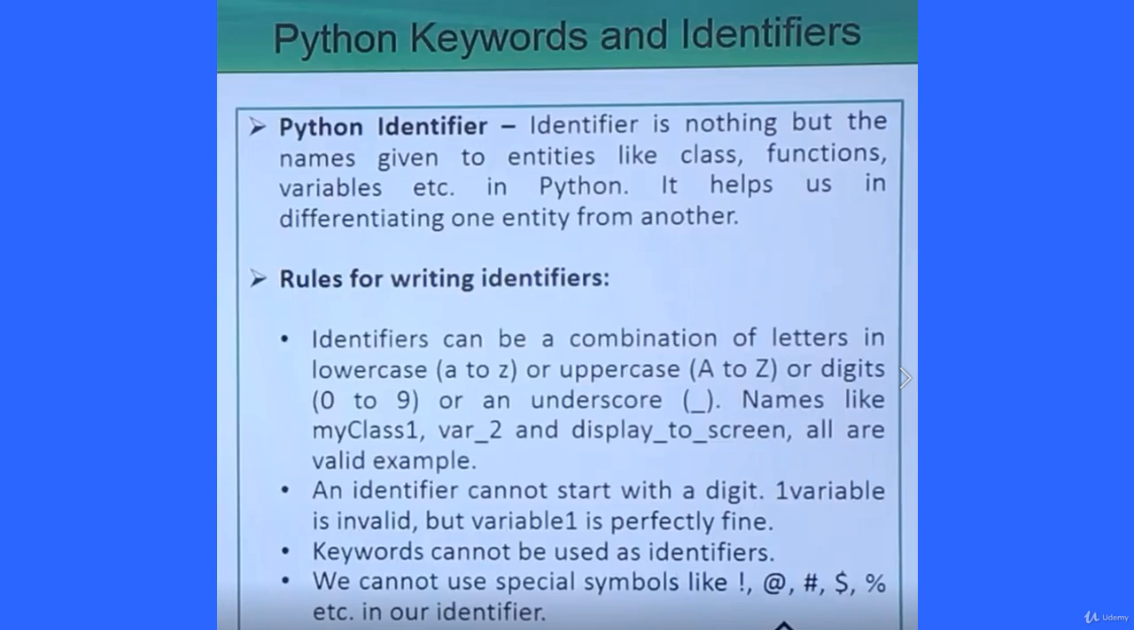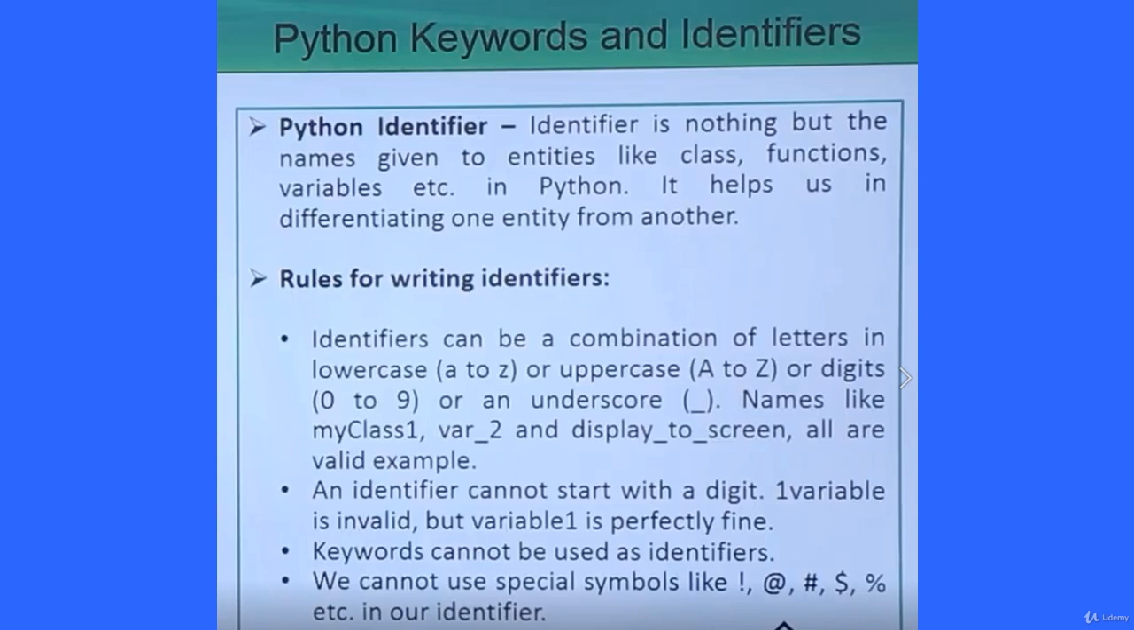An identifier cannot start with a digit. So 1variable is invalid, but variable1 can be treated as a valid identifier. Keywords cannot be used as identifiers. We cannot use special symbols like exclamation mark, at the rate of, hash, dollar, percentage symbols, etc. in our identifier name. These rules are mostly common in almost all programming languages, but in Python, these are the rules to be followed while defining identifiers.